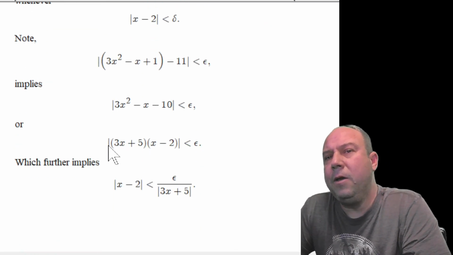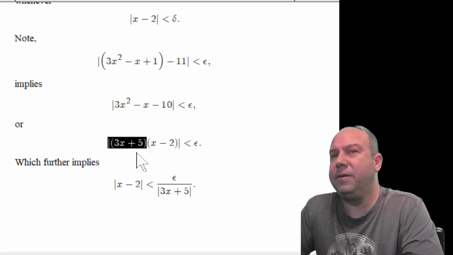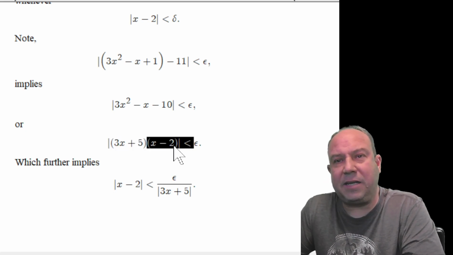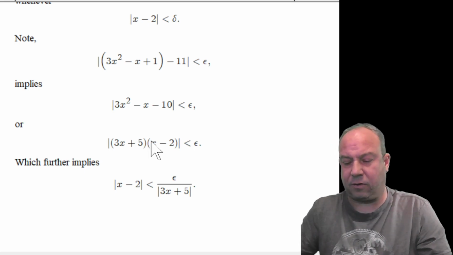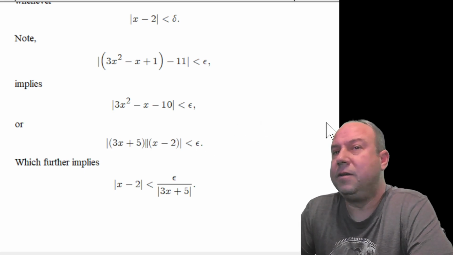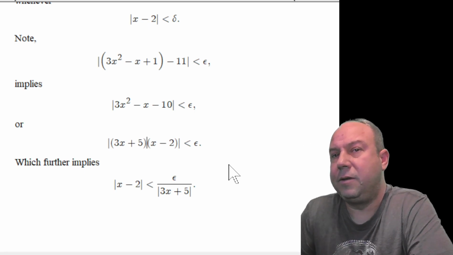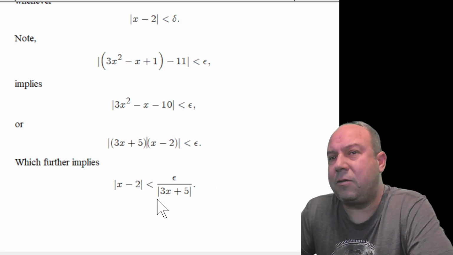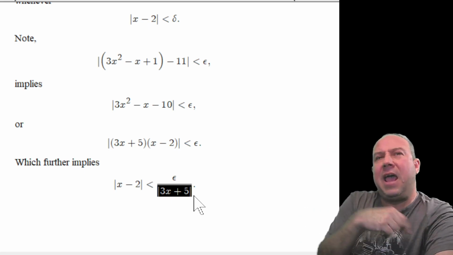We can factor out the absolute value of 3x plus 5 from the absolute value of x minus 2, and then we can divide it from both sides. Remember, the absolute value will distribute itself across these two factors. We could almost think of it as that in the previous step. Dividing by the absolute value of 3x plus 5 moves it over to the right-hand side, underneath the epsilon. And notice what we end up with.